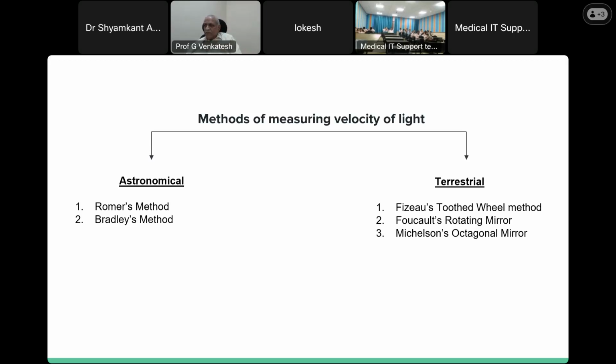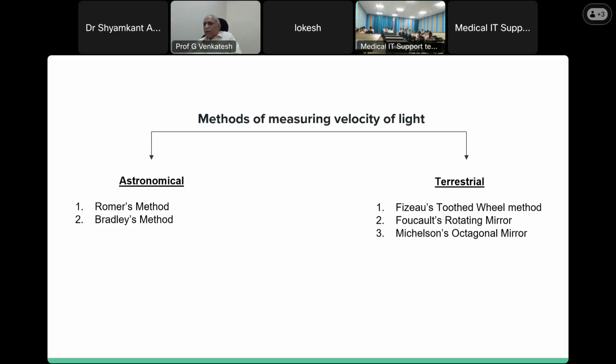Apart from this, there are a number of terrestrial experiments. I am mentioning 3 here because the experiments which came after Michelson are not discussed here. The first one is the Fizeau's toothed wheel method, the Foucault rotating mirror method, and the Michelson's octagonal mirror itself, which was then modified as the Michelson's interferometer.